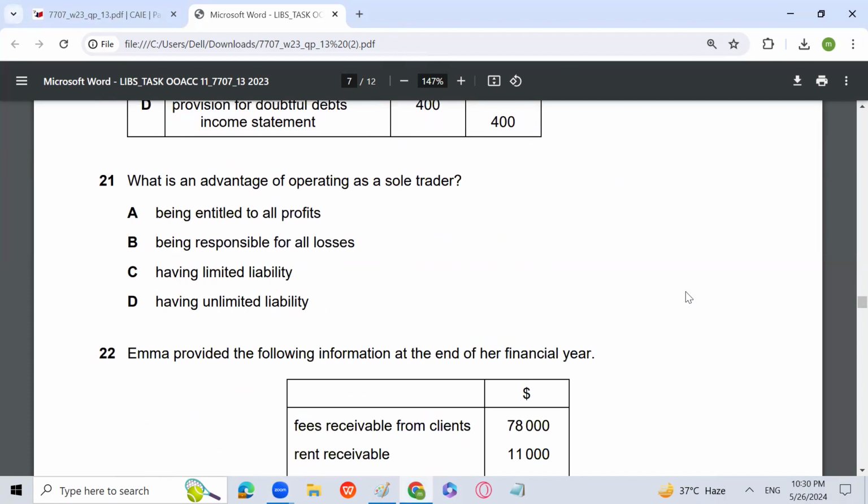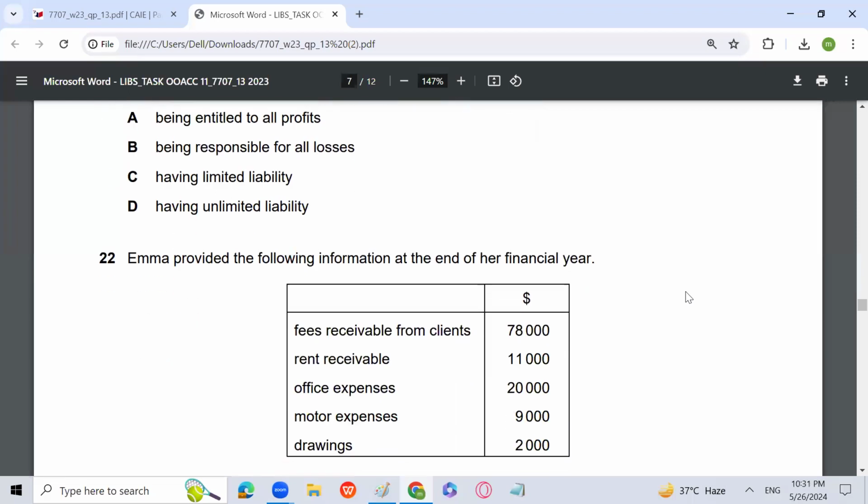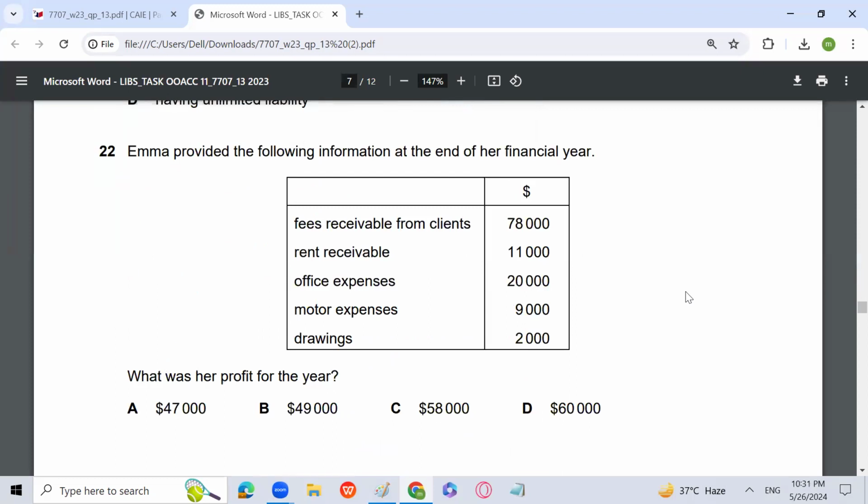if you have already gone through proper accounting concepts. What is an advantage of operating as a sole trader? Being entitled to all profits? Yes. Being responsible for all losses? Having limited liability? Having unlimited liability? Advantage: being entitled to all profits. That's it.